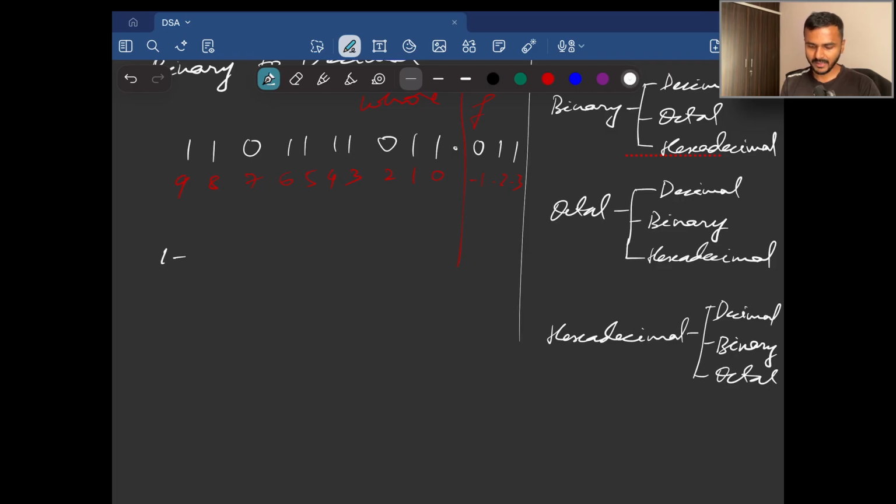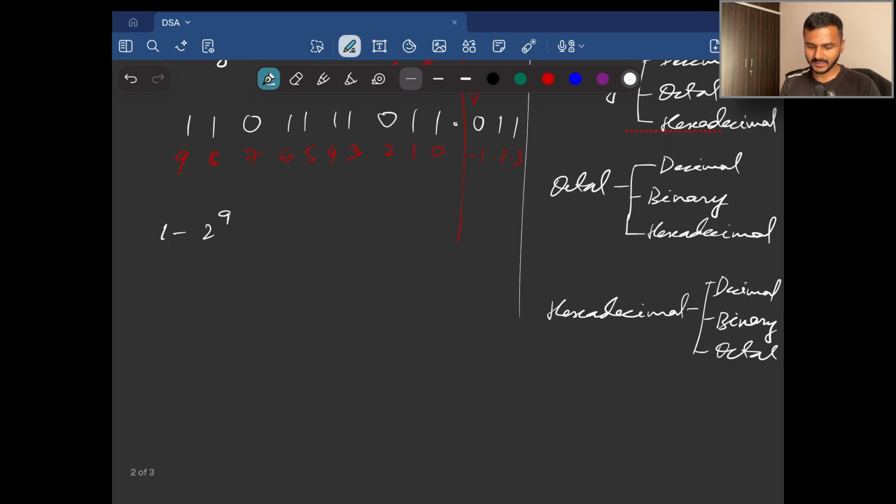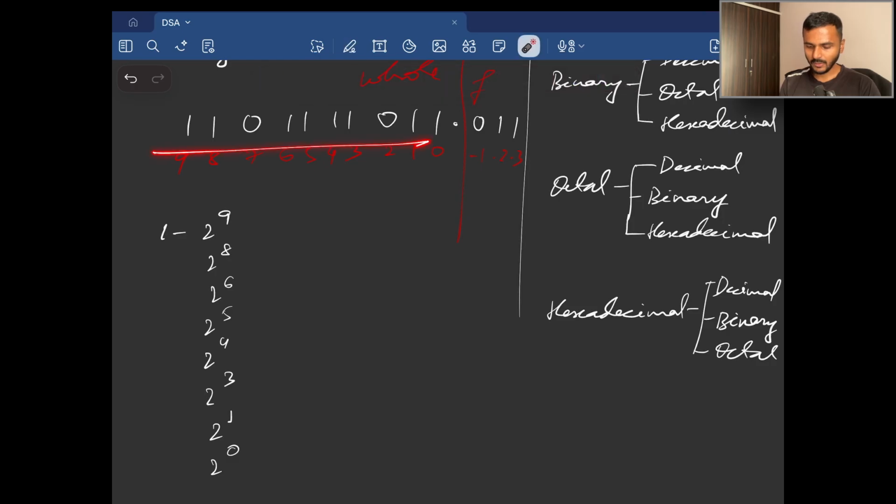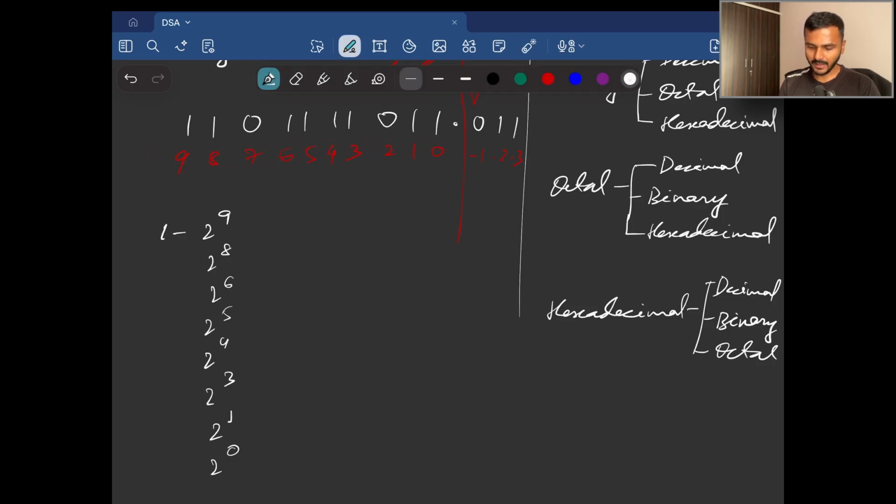So this will be 1 into 2 raised 9. The second one is at position 8. So this will be 2 raised 8. Then 2 raised 6. So this is for the whole number part. For the fractional part, it will be 2 raised -2 and 2 raised -3.